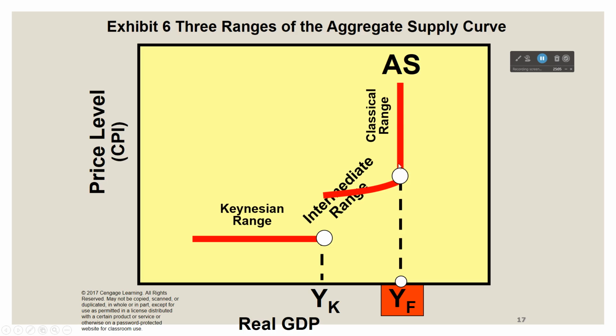And then finally, we have this classical range here. Once you get to full employment, you can't do any better than that, or at least not in the long run. So changes in aggregate demand only cause price levels to go up or down on this classical range. So in the classical range, changes in aggregate demand only change prices. On the Keynesian range, changes in aggregate demand cause changes in output, no change in price. And on the intermediate, both change. That should help you when looking at these curves later on. And there again is full employment.